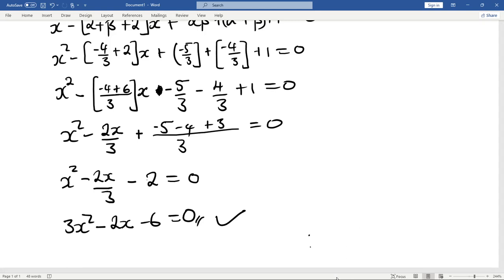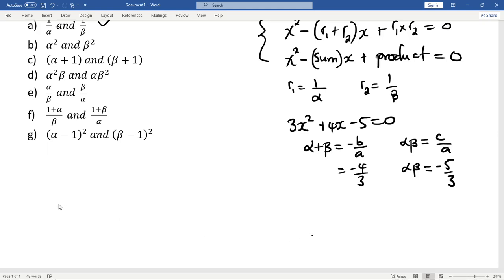Okay, let's go to the next one. Should be D there. So on D, we have alpha squared beta, and we also have alpha beta squared. Remember, we're still going to be using the same expression that we have this side.